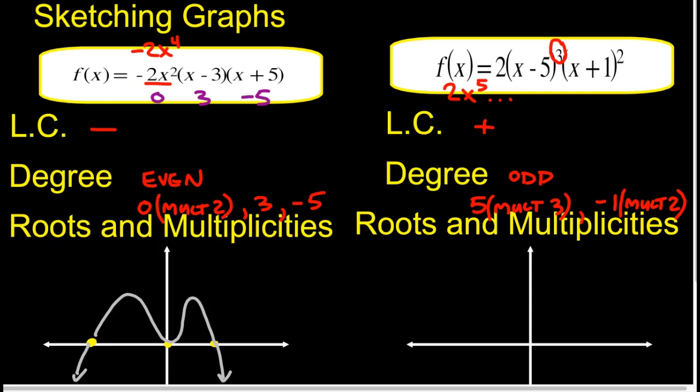So if it has a multiplicity of 3, it's going to bend and pass through. So it does a little bend as it passes through, it just doesn't go straight through. And if it has a multiplicity of 2, it's going to bounce. Right? So pop those 2 roots on there. We have, what was it, 5 and negative 1.